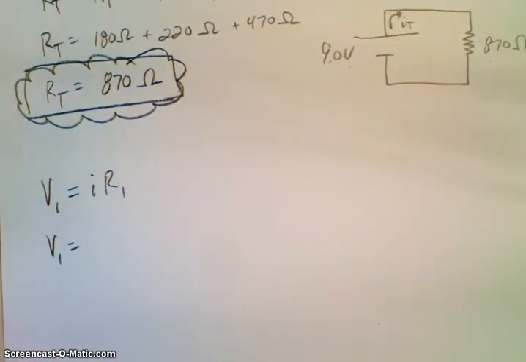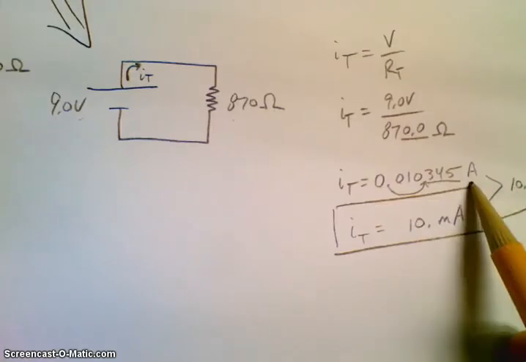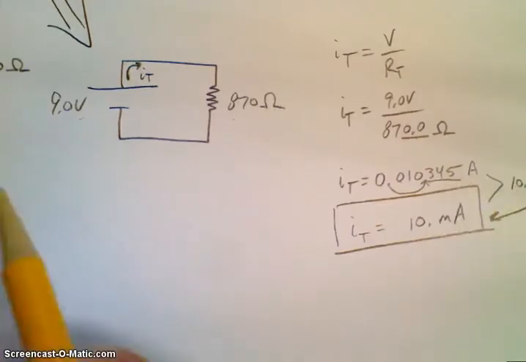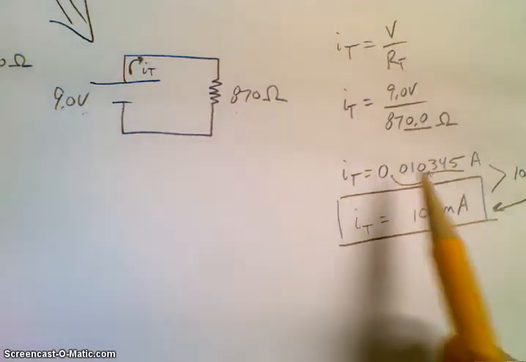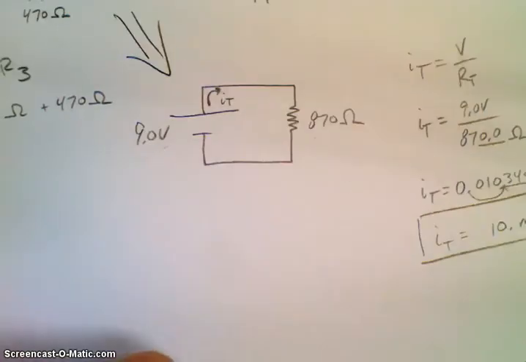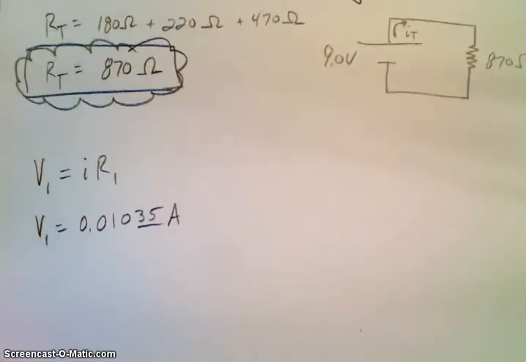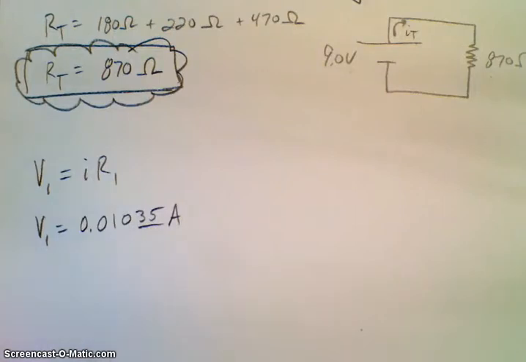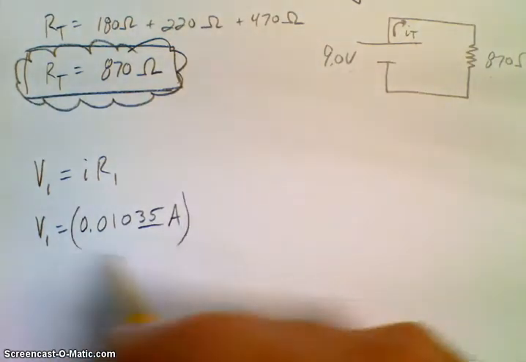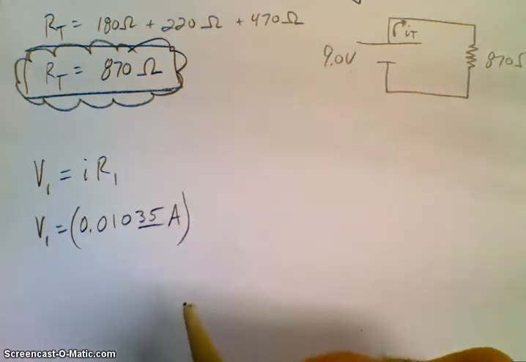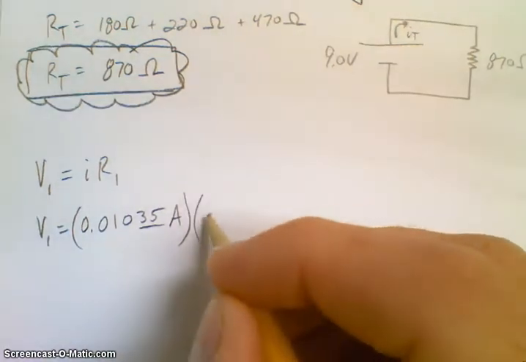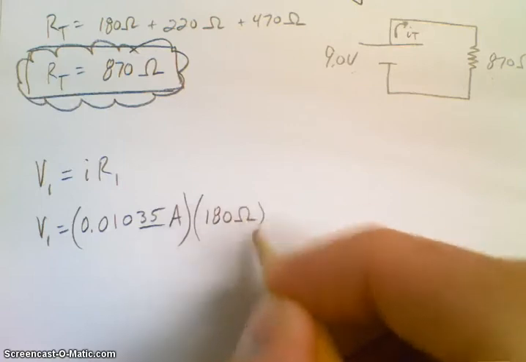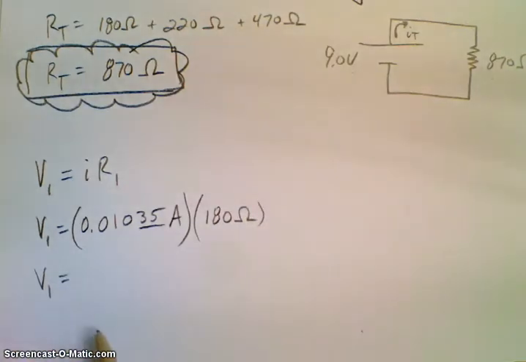What am I using for my current value? Well, I want it to be in amps, so I'm actually going to use this value up here with those extra digits because I want to eliminate round-off error. So I'm going to use this value right here, which is 0.01035 amps. Again, you could put 345, that's fine, but as long as you're keeping 2 extra digits, I think that's appropriate. I use parentheses to kind of group my items here. My resistance is 180 ohms. How many significant digits should I have in my answer?